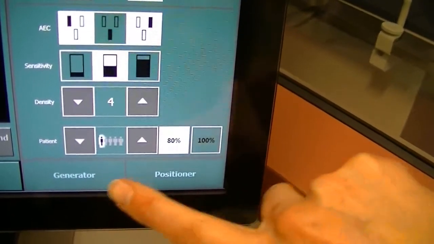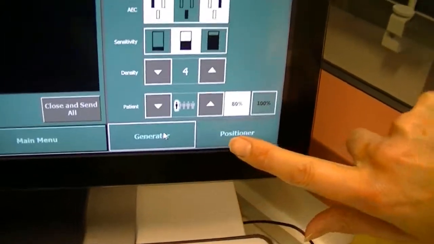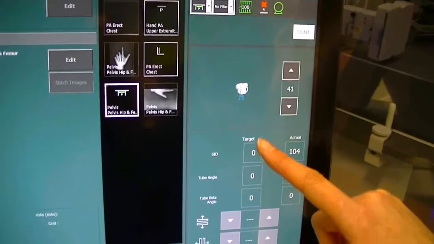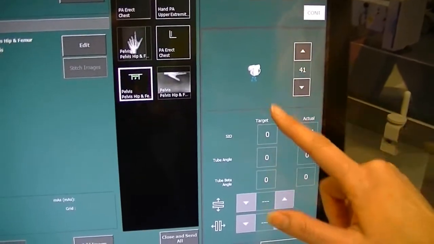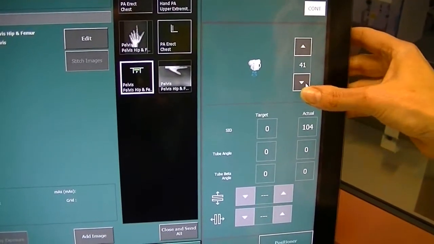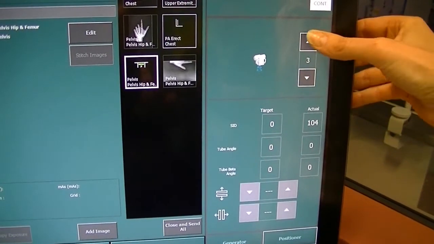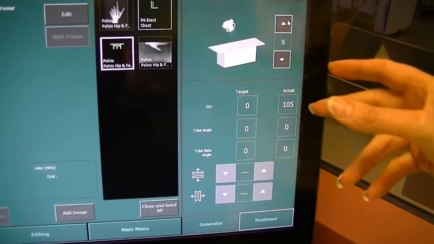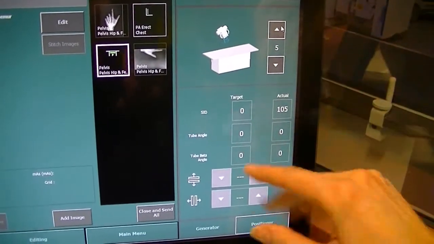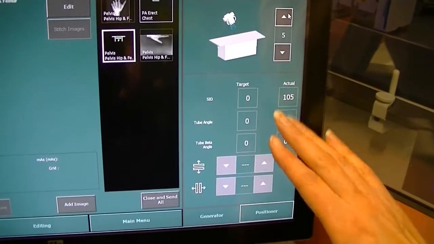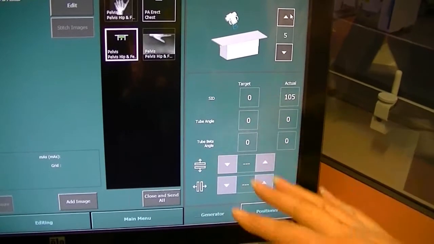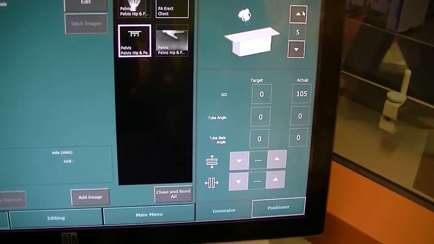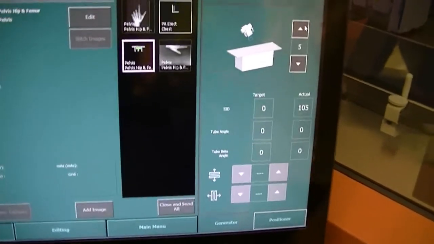Also, this is a way of flicking between generator and position. This one has not got any pre-programmed positions because it's a manual machine, but if it was fully automatic, one would be chest, another one would be C-spine, whatever, and it would have a matching picture. It's all programmed in, and all these angles and distances would self-populate, so you'd have your target and then your actual, but it's just not relevant in this one.